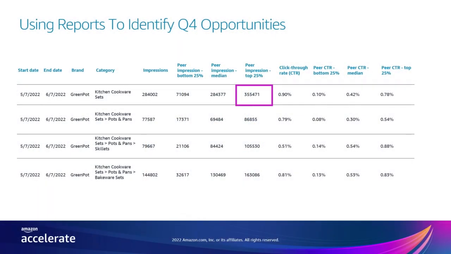Still, they may want to increase their bids and budgets to get their impression count more towards the peer impression top 25%, which is about 355,000 impressions. And this can be a learning that they take into their Q4 holiday campaigns.